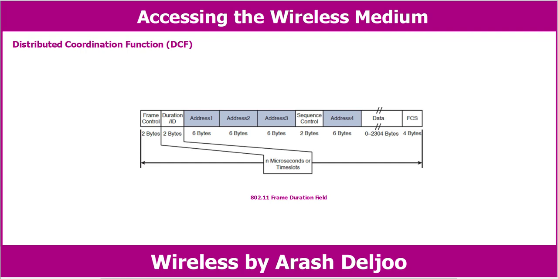There is no centralized function that coordinates the use of a wireless channel. Instead, this effort is distributed to each device that uses a channel. This is known as a distributed coordination function, or DCF, distributed coordination function.